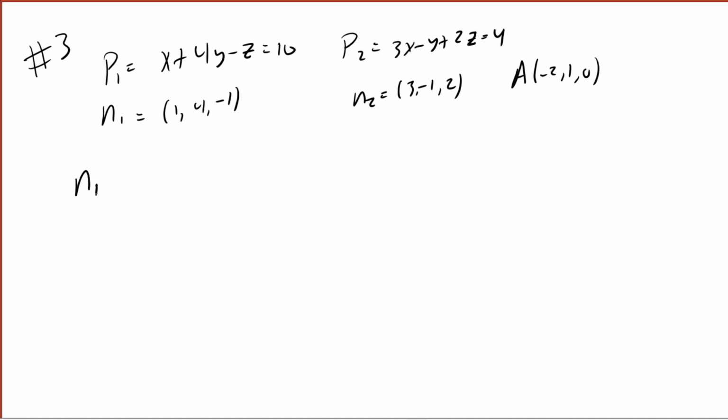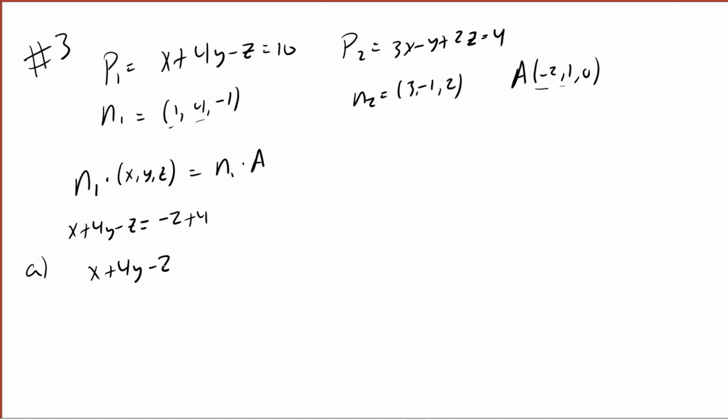Determine the equation for the plane that contains A parallel to P1. So that's going to be n1 dot x, y, z, right? It's going to have the same normal, and that's going to be n1 dot A. So this is going to be x plus 4y minus z equals, so that's minus 2 plus 4, right? Minus 2 plus 4. So a is going to be x plus 4y minus z equals 2.